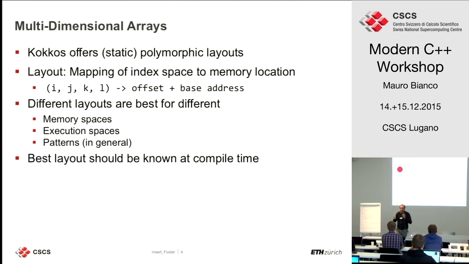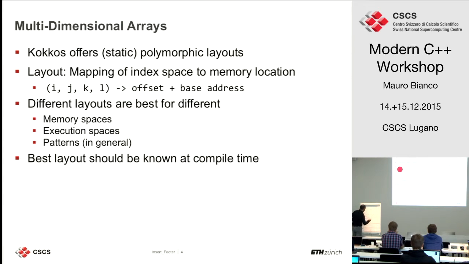If you go to a Fortran style, you get the first dimension with stride 1, then the second with a bigger stride, and the third with a bigger stride, etc. In C, the last one will have stride 1, and they call these layout left and layout right. But you can have other layouts. You can have a tiled layout.